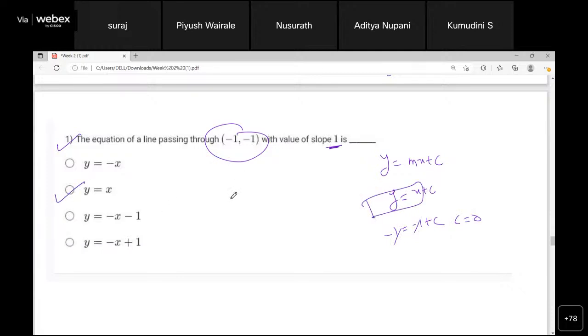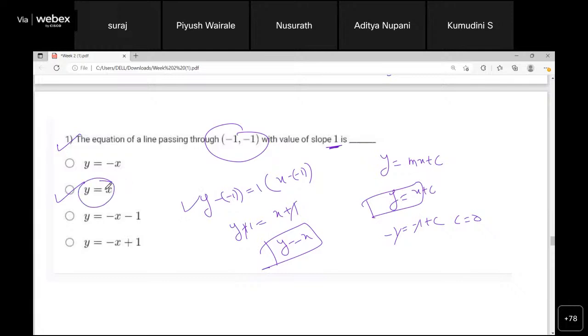Or you can use the slope point form also, that is y minus of minus 1, right? Slope into x minus of minus 1, so that is y plus 1 upon x plus 1. So the 1 will get cancelled, still y equals x only, right? Using slope point form, and this is using our general form. So in any way, we'll get the same answer, right? y equals x.